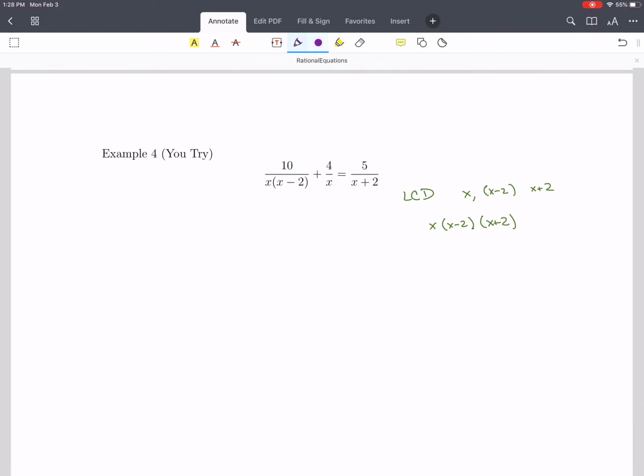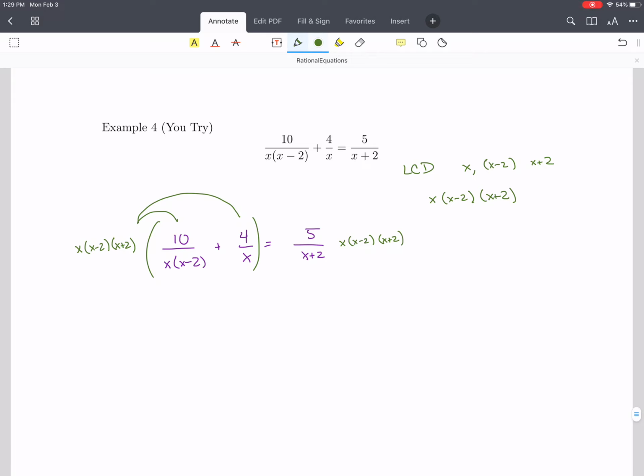Okay, once you have the least common denominator, then I'm going to clear fractions by multiplying both sides of the equation by that least common denominator. So x times x minus 2 times x plus 2. And I have to remember on the left side to multiply everything on the left side by x times x minus 2 times x plus 2. If you didn't do that, you can pause the video and go back and see if you can get the same answer.